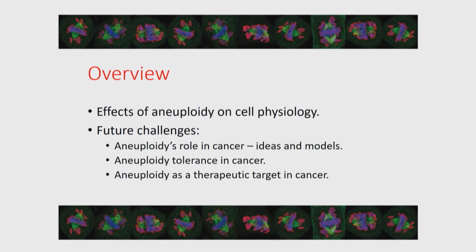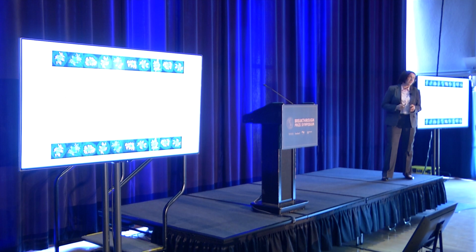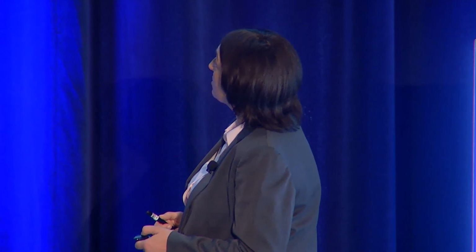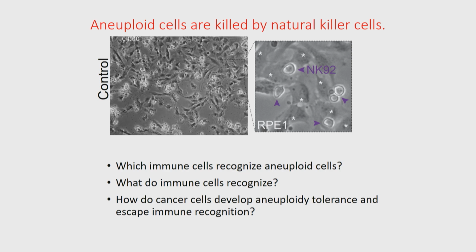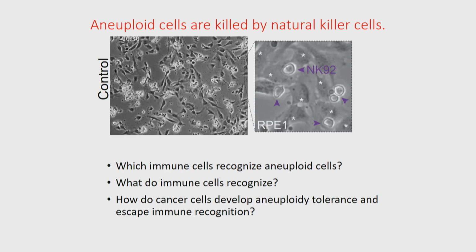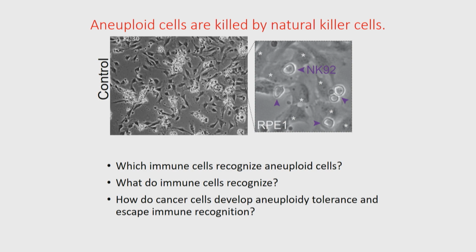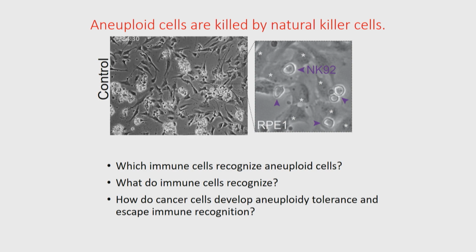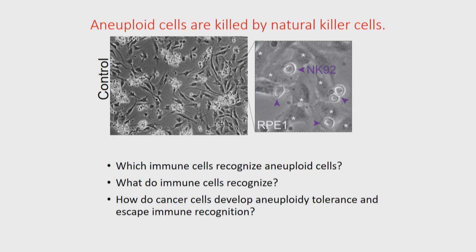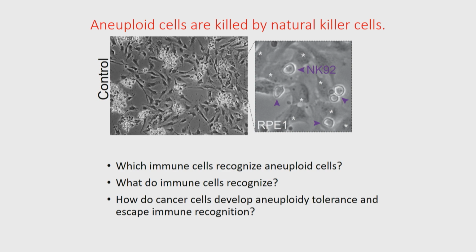The next big challenge that I think we need to address is how cancer cells develop aneuploidy tolerance and allow these cells to survive despite the fitness challenges that we have. And I'm going to skip that slide in the interest of time, and I'm just going to tell you that we and multiple other groups in the field have found that aneuploid cells are actually being recognized by the immune system. And of course, the key critical questions now are, what aspect of aneuploidy do these immune cells recognize? Which type of immune cells are recognizing this?